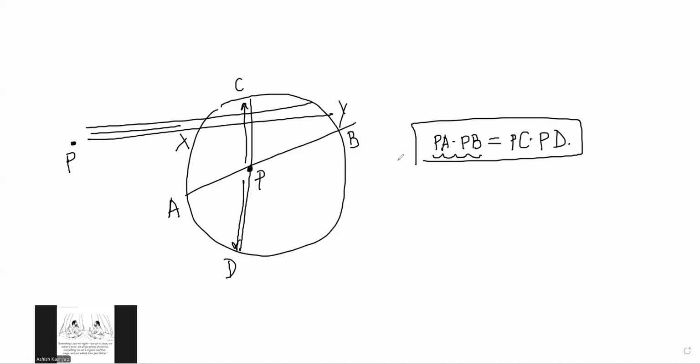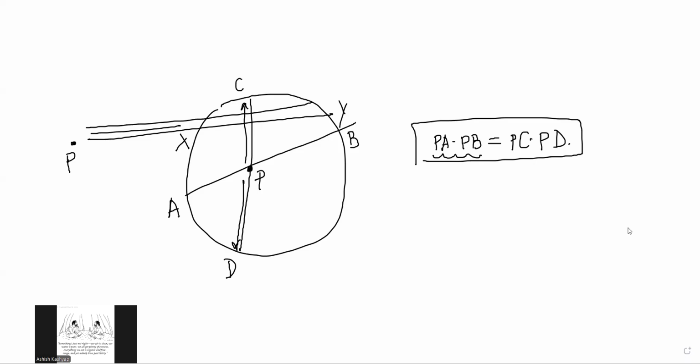Correct? Yes, sir. Okay, fine. So we'll see applications of this in problems, and later in part 2 of the course, we'll get into more details and slightly harder situations. For now, you just need to know this much about power of a point.